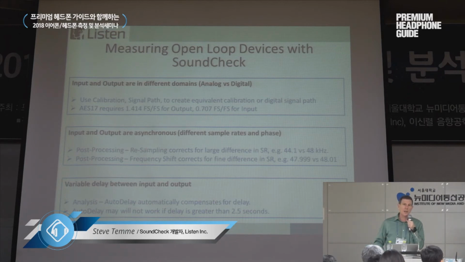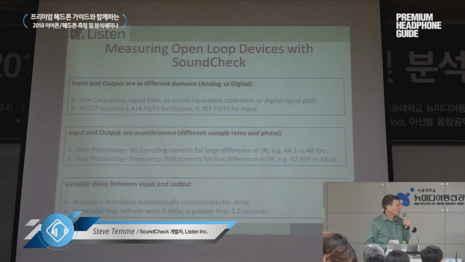There's a different codec on, for example, the audio interface than there is on the phone or the smart speaker. What we do is what we call post-processing, where we can not only change the sampling rate, but we can also do a frequency shift to make sure that both clocks line up. And I'm going to demonstrate that in a moment.